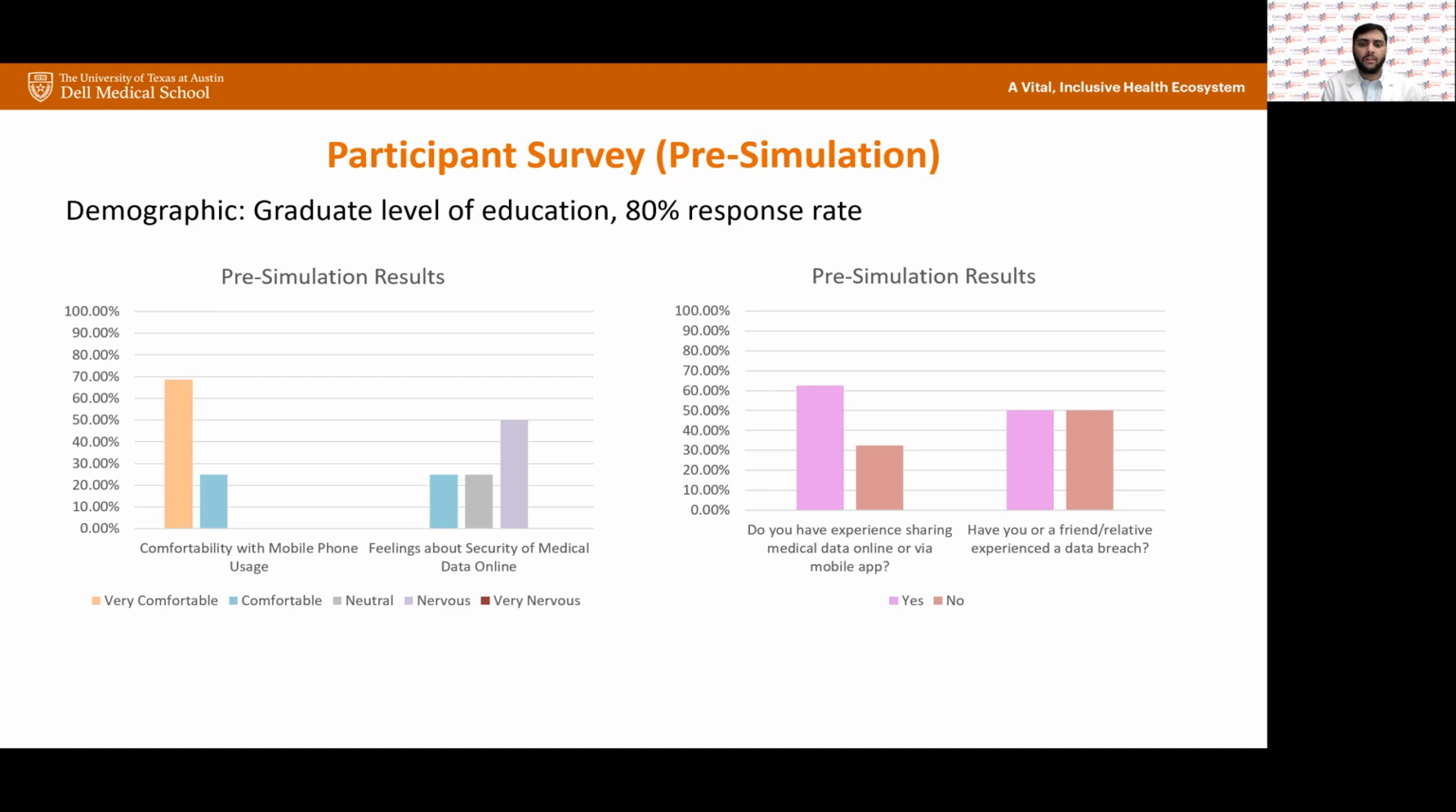Pre-simulation, we found that all of our participants were comfortable or very comfortable using mobile phones. In regards to comfortability with security of online medical data, only 25% of participants said that they felt comfortable. 50% of participants were nervous about having their medical data online due to security concerns. Interestingly, about 50% of our participants stated that they themselves, a friend, or a relative had experienced a data breach. About 60% of participants already had experience sharing medical data online via a portal or a mobile application.